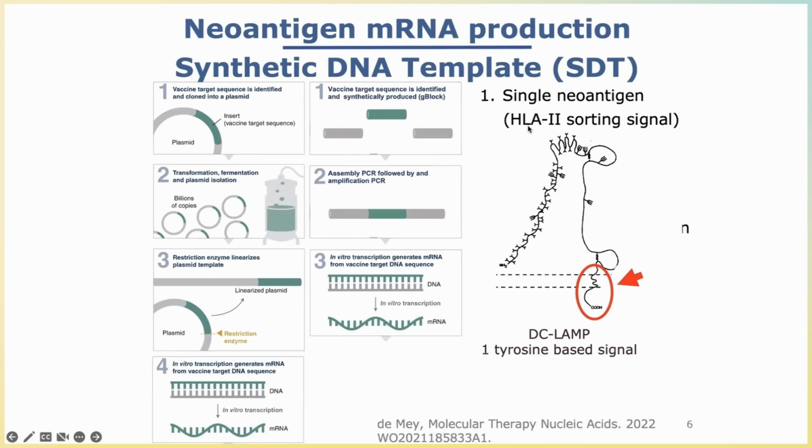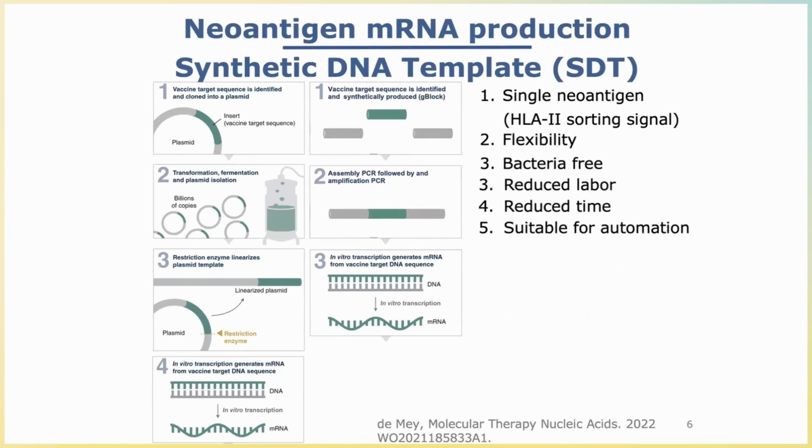class II molecules. Now, why do we use that? Not only to make sure that we can include neoantigens that might elicit CD4 positive T cells, we also include it because we know that these sorting signals allow a much better presentation of peptides and epitopes that are bound to HLA class I.